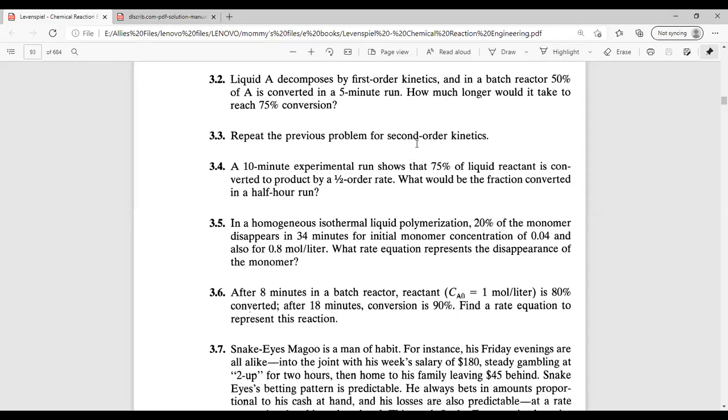So let's go to the whiteboard, or let me read first the problem. A 10-minute experimental run shows that 75% of liquid reactant is converted to product by a 1/2 order rate. So your n is 1/2. What would be the fraction converted in a half-hour run? I'm taking a picture, so I need not go back to this particular document. So let's go to our whiteboard and write down the solution. Feel free to raise your hand or butt in if you have any question or clarification.